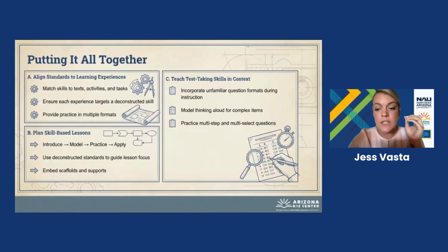We're going to plan lessons using the gradual release model: introduce, model, practice, and student apply. We're going to embed scaffolds based on what you identified during the assessment analysis. And finally, we're going to teach test taking skills in context, expose students to unfamiliar formats, model thinking for complex items, and give them practice with multiple step or multi-select questions. This prepares students for assessment success while reinforcing their skills.